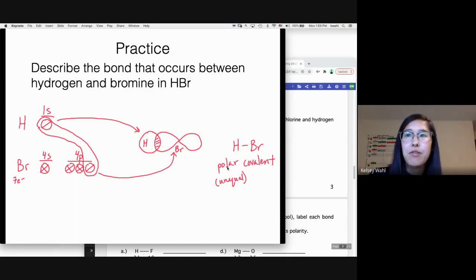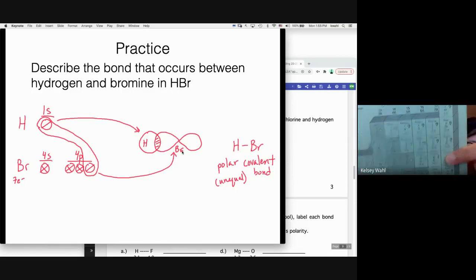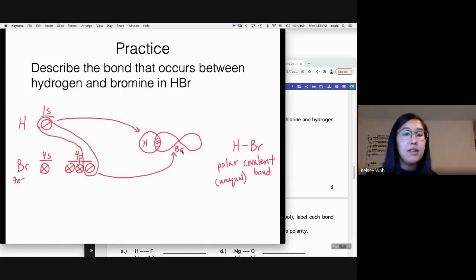So since this is a polar covalent bond, we want to show which side is partially negative and which side is partially positive. So bromine here is pretty good at tug of war. It's more electronegative, we know, because it's very close to fluorine, which is the tug of war champion. So since bromine is more electronegative, these electrons that they're sharing are going to be closer to this side, which means this side is going to develop a partially negative charge because more of the electrons are getting pulled towards bromine, whereas the hydrogen side is going to be partially positive.